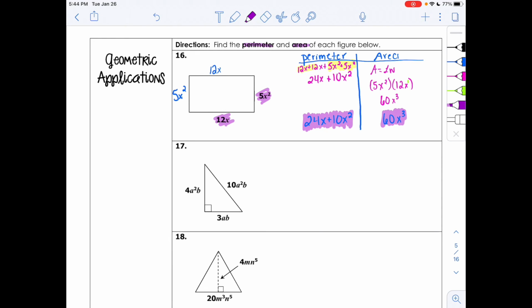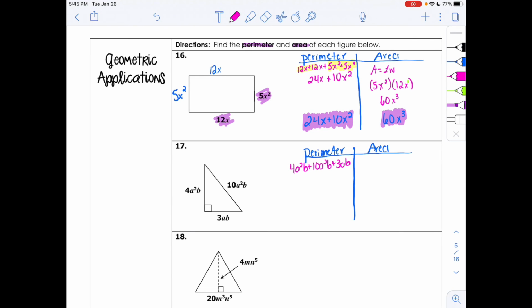Now number 17, it's asking me to do the same thing. So I'm going to set up my work area the same. And on one side, we're going to find the perimeter, and on the other side, the area. And again, for perimeter, it's the same thing for a triangle. We add up all of our sides. The only difference is a triangle has 3 sides, so we're only adding 3 terms. So that would be 4a squared b plus 10a squared b plus 3ab.